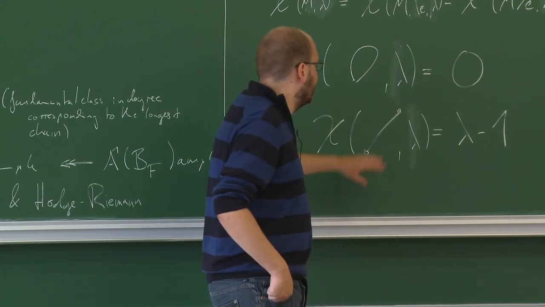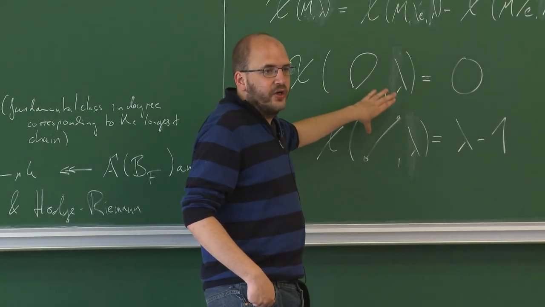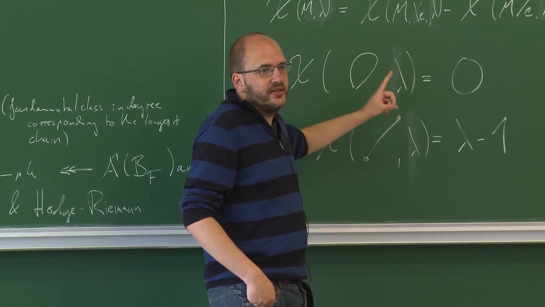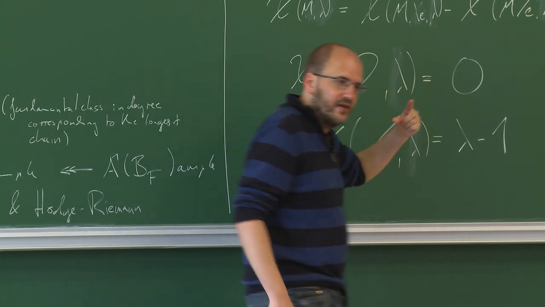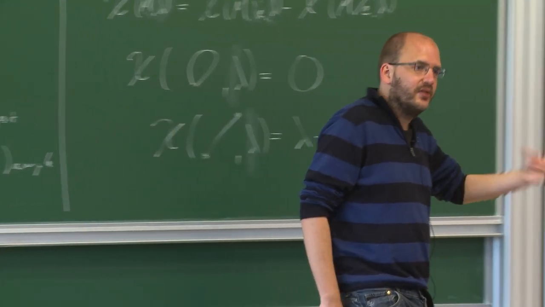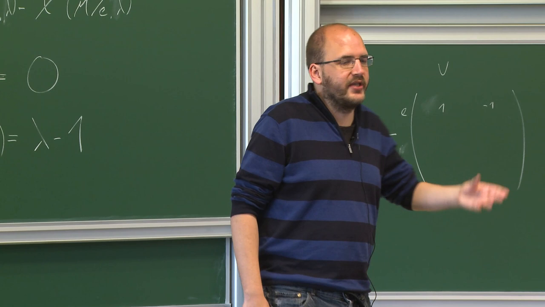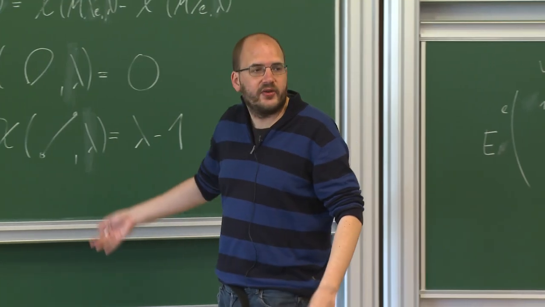I think of it just as the matroid on one vector, right? There's the zero vector, and there's the unique vector that is independent. That's it. That is what I'm saying here. These are the two matroids that you have on one element.